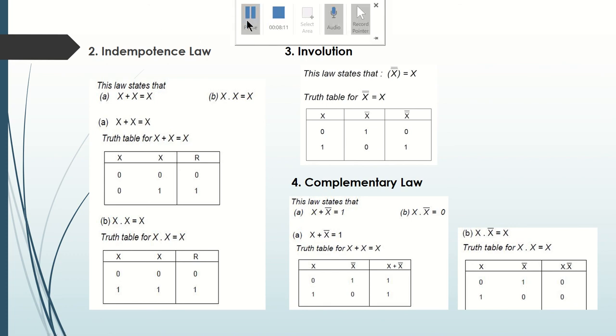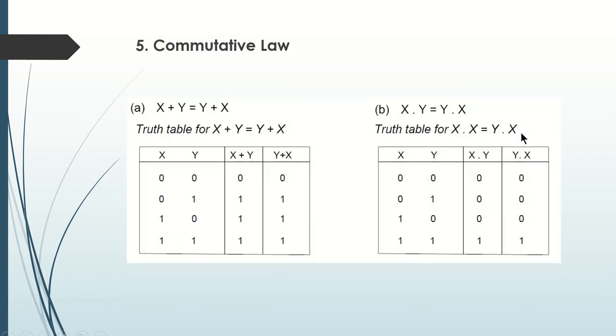The next law is the commutative law. The commutative law states that x plus y is equal to y plus x. That is, the order doesn't matter. So x, y, there are two inputs, and there are 4 different combinations. So x plus y, the value is the same, and y plus x is also the same.